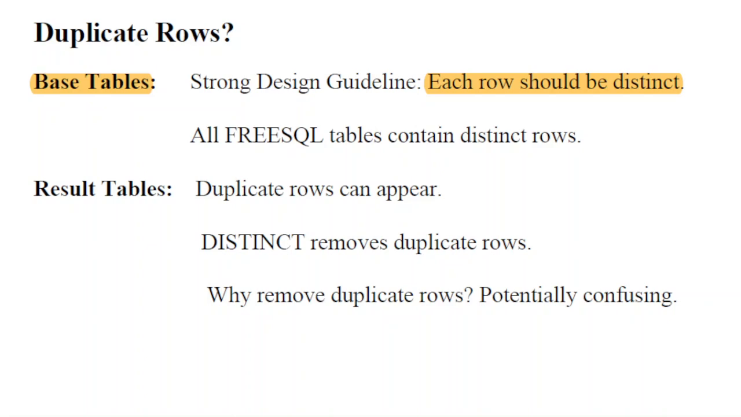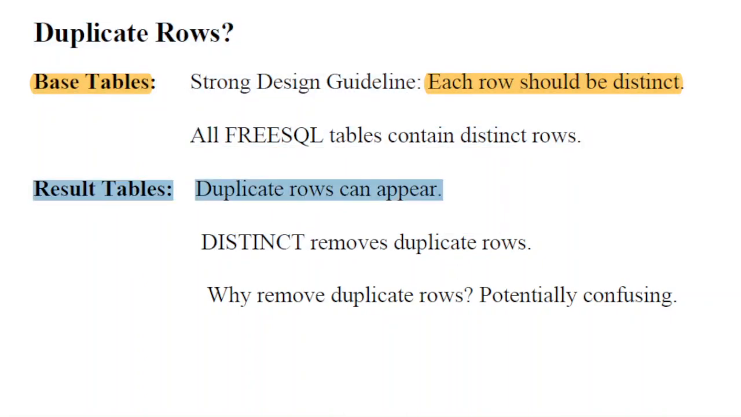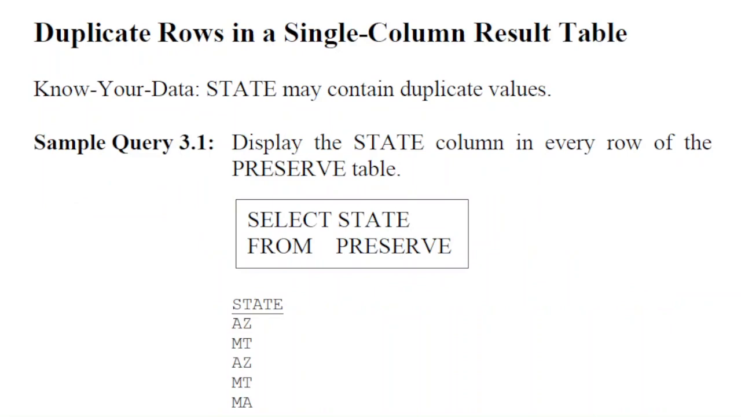In the result tables, things are different. Duplicate rows can appear, although we have not illustrated that yet. We will shortly. We don't like duplicate rows. They're potentially confusing, and therefore we have the keyword distinct that helps us remove such rows. But first, let's look at a single column table for tutorial purposes.